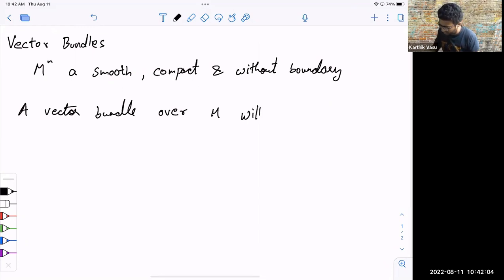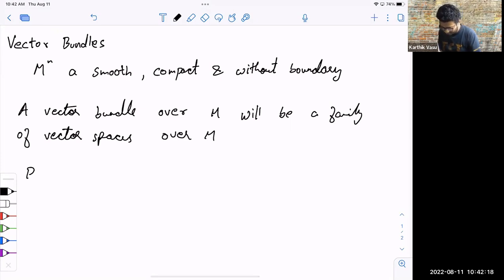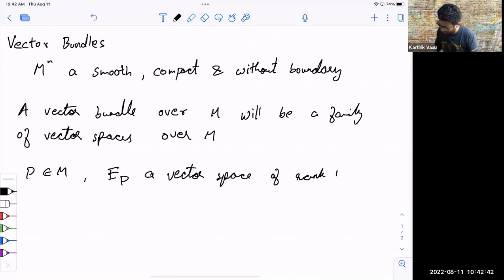And this will be a family of vector spaces. If P is a point in M, to each point in M, I will associate a vector space E_P over M, a vector space of, let's say, dimension K, or rank K. I will always keep K fixed, otherwise it won't be smooth.